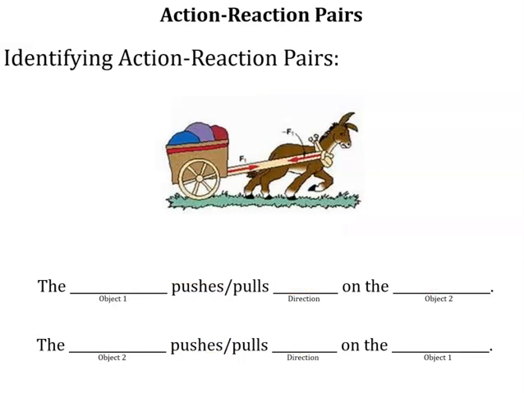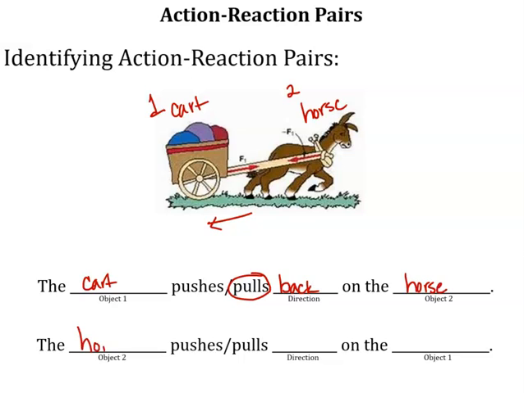Let's do another one. We have the cart and the horse, and I'm going to say the cart is object 1, the horse is object 2. The cart pulls backward, or pulls back, on the horse. The horse pulls forward on the cart.